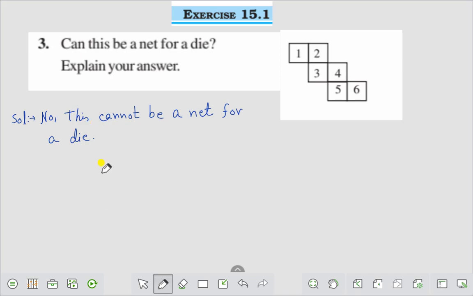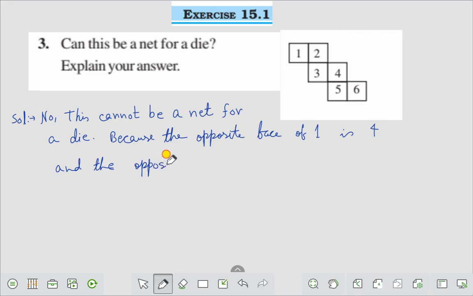Right? The reason is because the opposite face of 1 is 4, and the opposite face of 3 is 6.